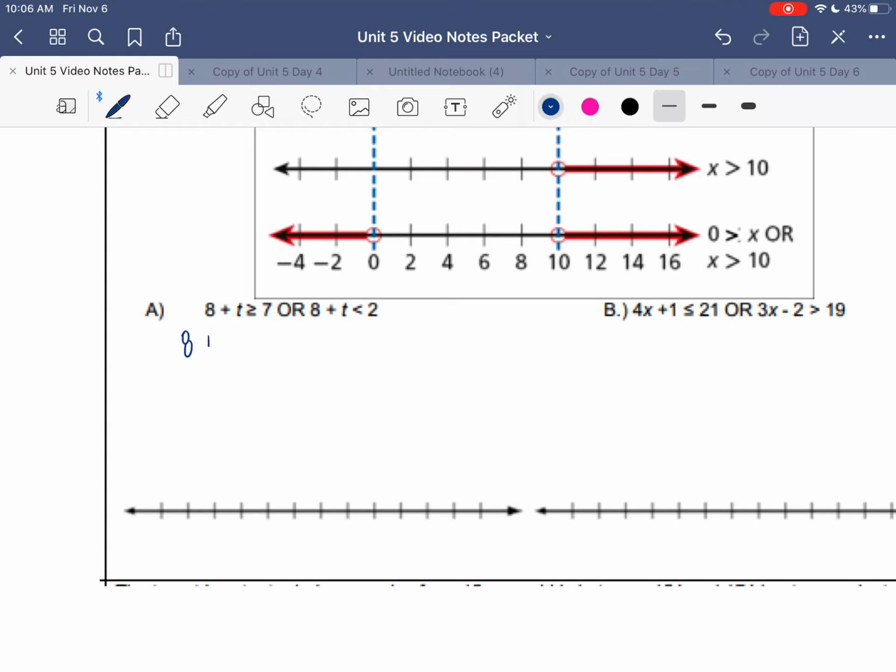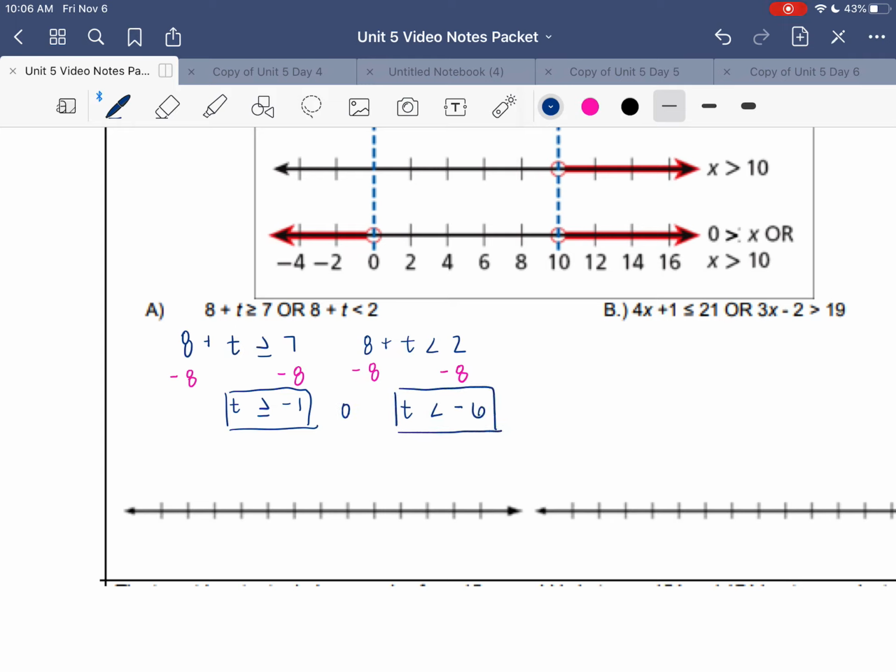So I've got 8 plus t is greater than or equal to 7. So to get that t by itself, I would subtract 8 on both sides. So we get t is greater than or equal to 7 minus 8 is -1. So there's my first part. I also have 8 plus t is less than 2. I would subtract 8 on both sides and get t is less than -6. So there's my two pieces, and this was an or problem. So I want to definitely go from -6 at least to -1.